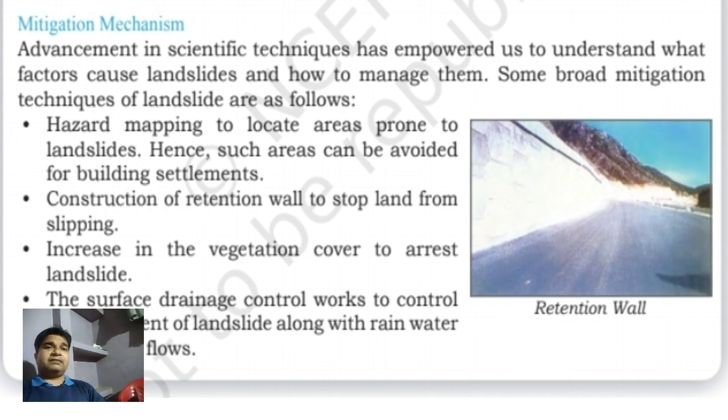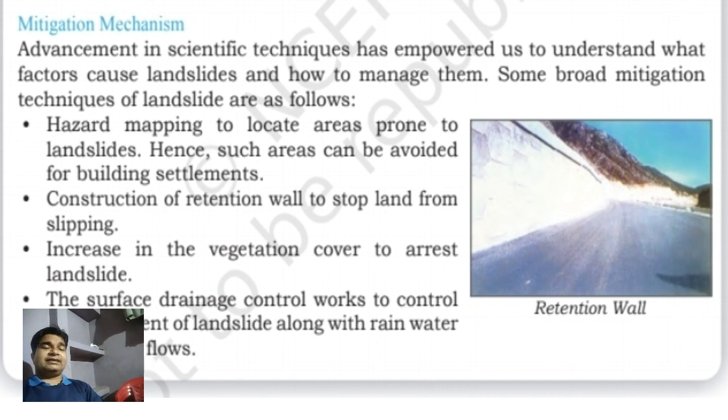First, hazard mapping to locate areas prone to landslides. Prone means which are getting it again and again. Hence such areas can be avoided for building settlements. So in the area where landslides come, you should not build any buildings. Second, construction of retention walls to stop land from slipping. Also you should make some small constructions to stop the land from slipping.